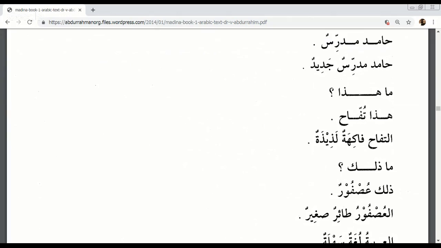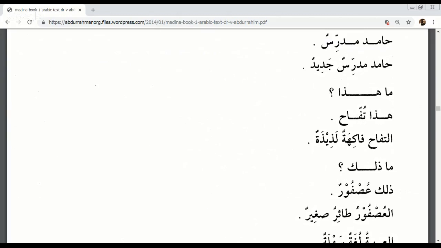Go ahead, Aisha. Next line. Mudarrisun is not a student, is it? Oh, that's correct. That's correct. A teacher. Yes. Hamid is a teacher. Mudarrisun is a teacher. Hamidun mudarrisun jadidun. Good. Hamid is a new teacher. Exactly. Hamid is a new teacher. Good. Go ahead, Shopna. Next line.